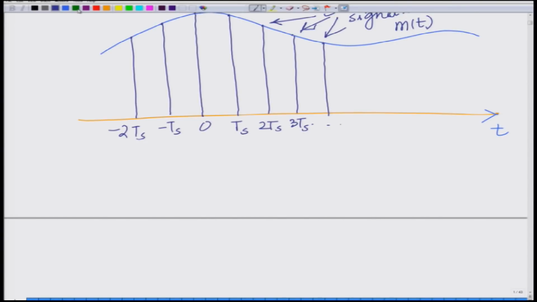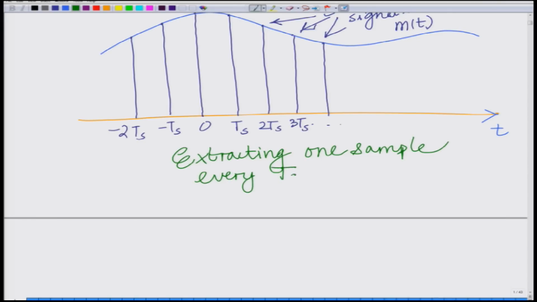Once every sampling interval we extract a sample of the signal m(t), that is the signal to be sampled. So, we are extracting one sample every Ts. Ts equals the sampling interval, and this is a periodic process, it is repetitive, that is after every Ts you extract a sample. So, minus 2Ts, minus Ts, 0, Ts, 2Ts. At every multiple of Ts you are extracting a sample. This is periodic, repeats once every Ts.